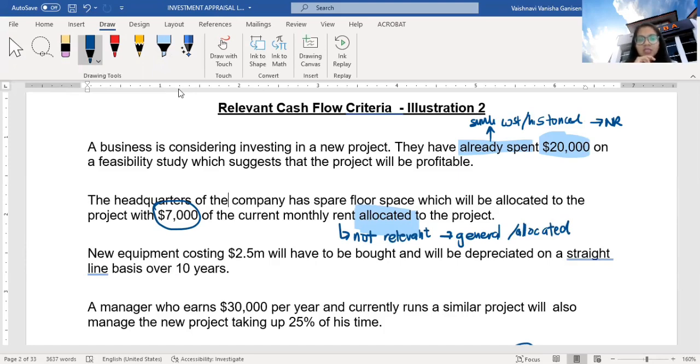Next, a new equipment costing 2.5 million would have to be bought and depreciated on a straight line basis. Now, this cost is relevant because this is incidental to the decision that you are taking. This is an incremental cost. It becomes a relevant cost.